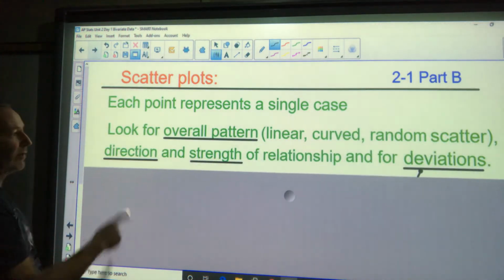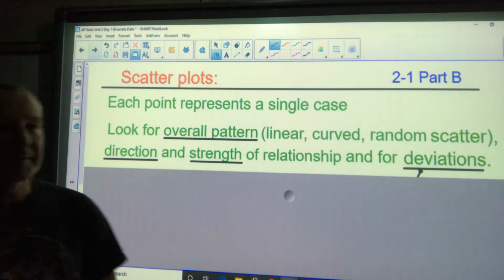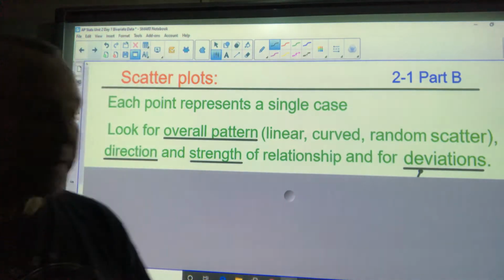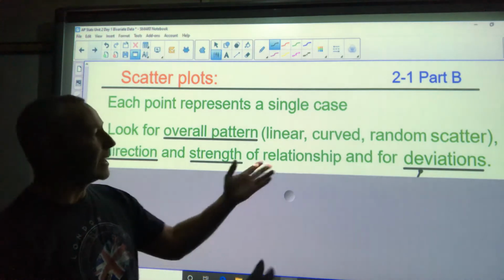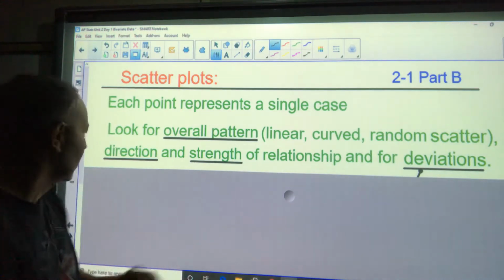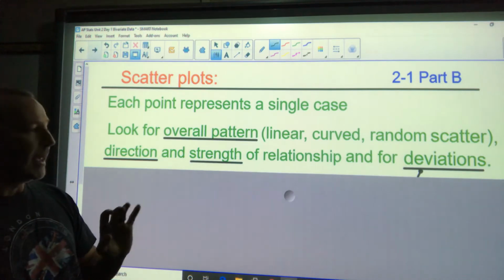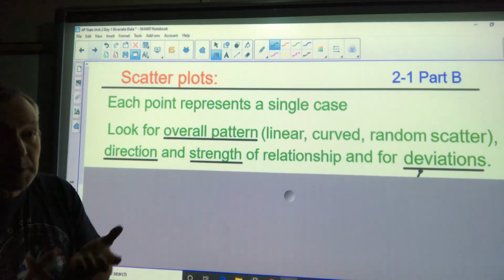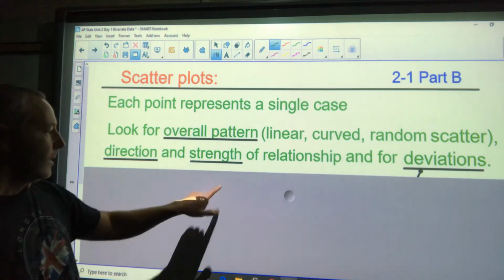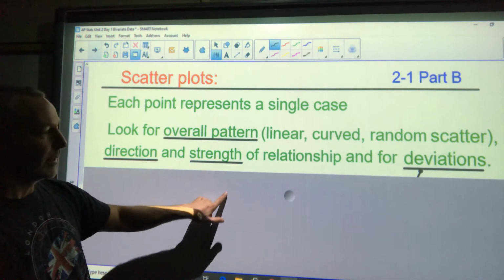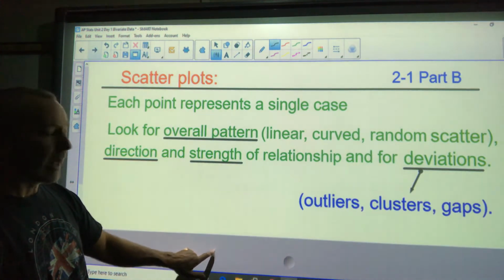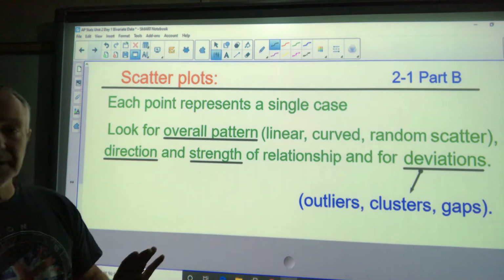Here we go. Look for the overall pattern. Is it increasing as the x increases or decreasing? Is the pattern linear, curved? Is it just a random scatter? We want to talk about the direction and strength of the relationship. Typically for us, we'll be talking about the linear relationship, the correlation. And we're going to look for any deviations. So deviations would be any outliers, clusters, or gaps we might see in a scatter plot.